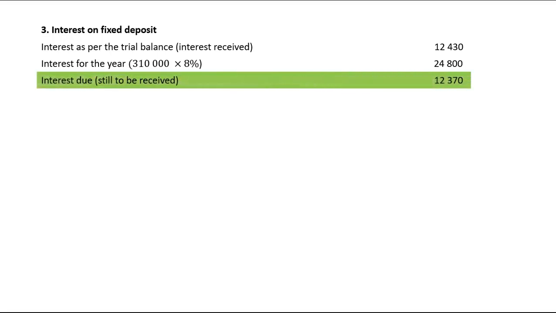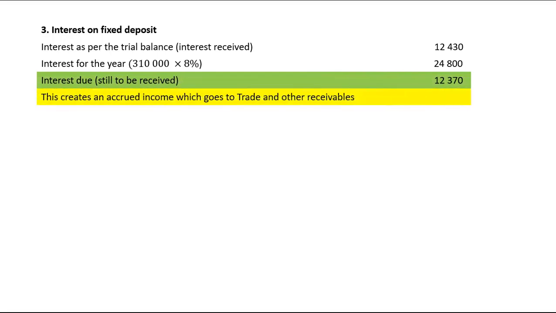But when I calculate my interest, it gives me that my total interest is supposed to be 24,800. But the one that was recorded in the trial balance is 12,430. So it means that there is outstanding interest that was not received, which will be 12,370. That 12,370 was earned, but it was not received. Therefore, it will be recorded as accrued income. Otherwise, it was going to be added to our fixed deposit if it was capitalized, but here it was not capitalized.